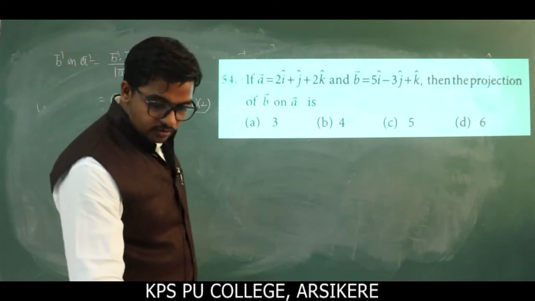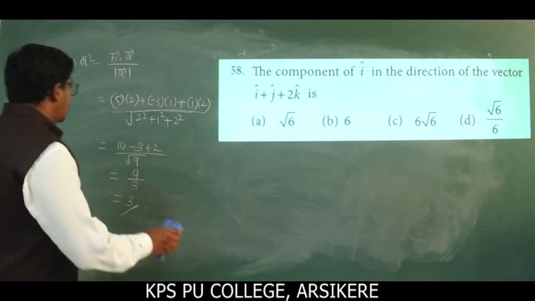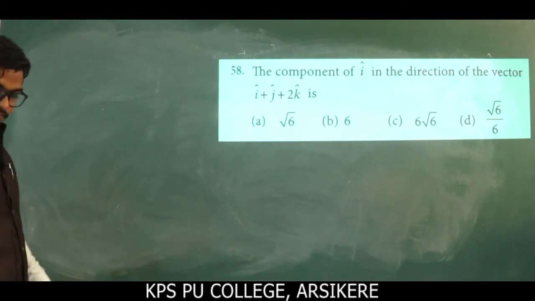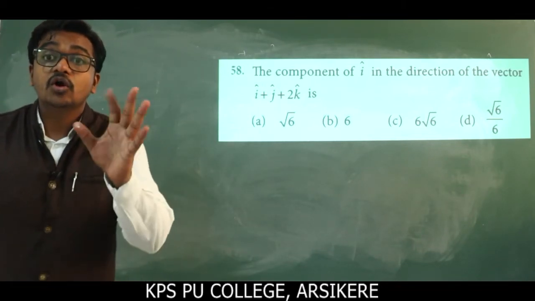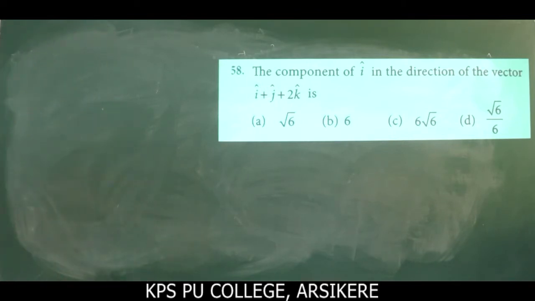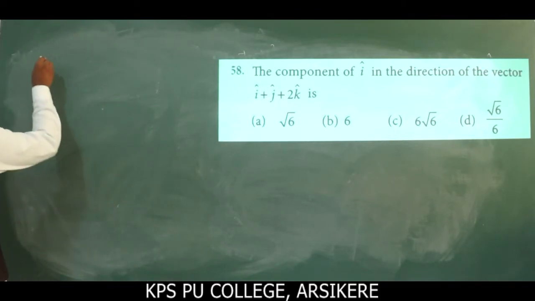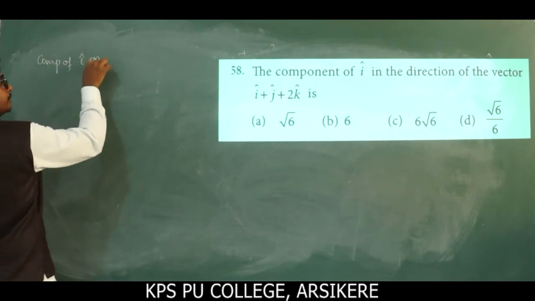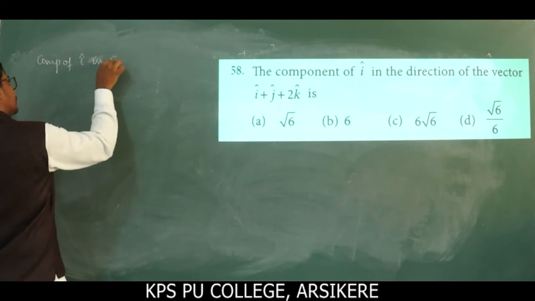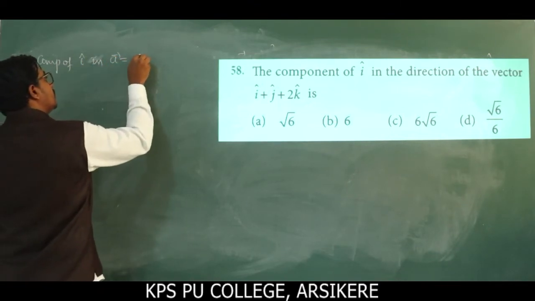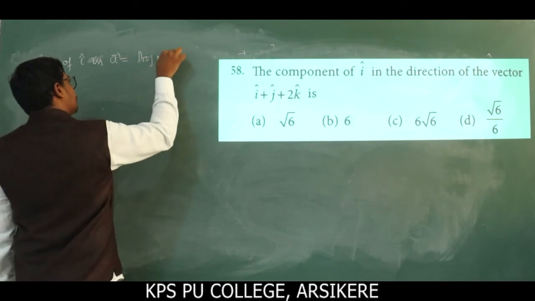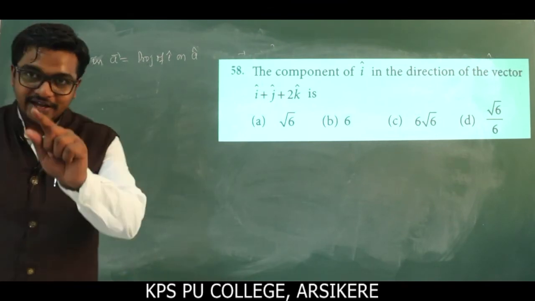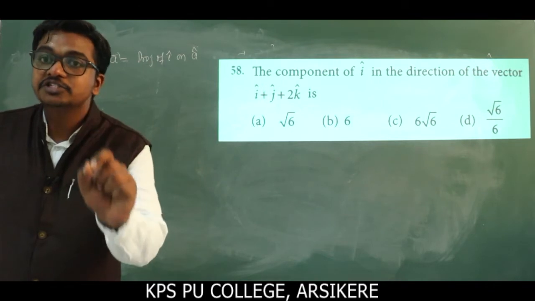Next, dear children, we are moving to the next question. Question number 58. The component of I cap in the direction of the vector. We need to find the component of I cap. Component of I cap in the direction of vector A is equal to projection of I cap on A cap. Projection of I cap on A cap. A cap is nothing but the unit vector in the direction of vector A.